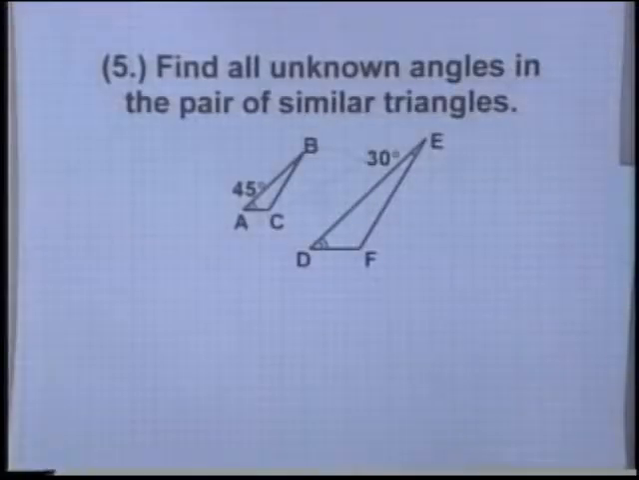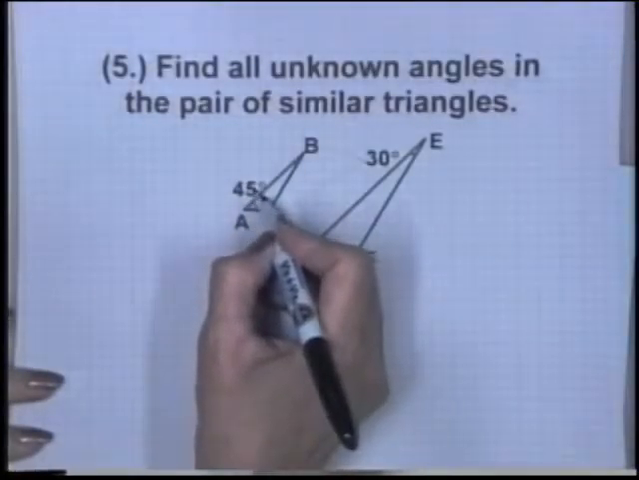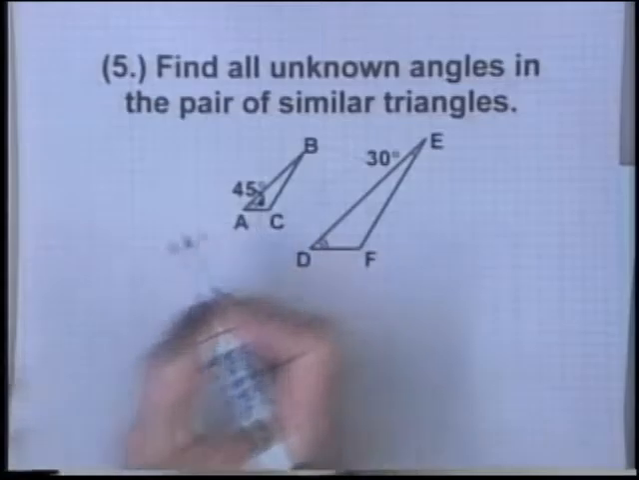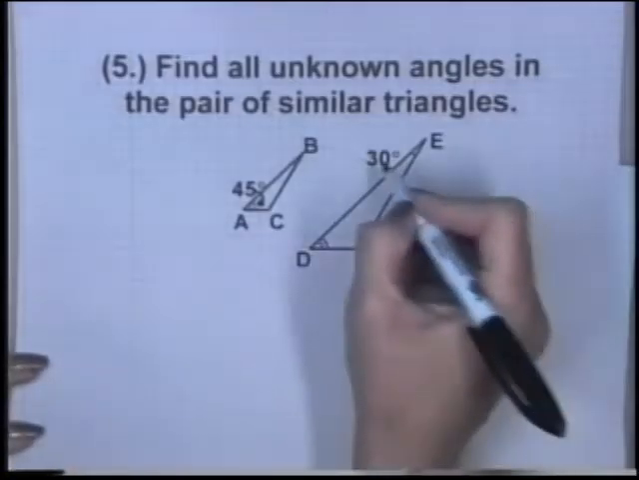For problem 5, we are to find all unknown angles in the pair of similar triangles. Since they're similar triangles, we know that corresponding angles are equal. This angle right here measures 45 degrees. I was really supposed to write it in there, but it would have been so small you couldn't have read it, so I put it to the side.